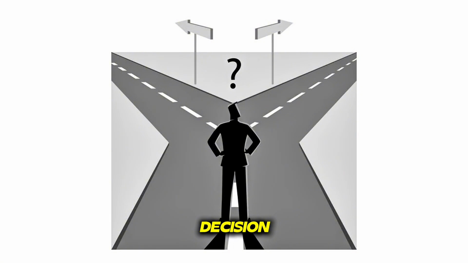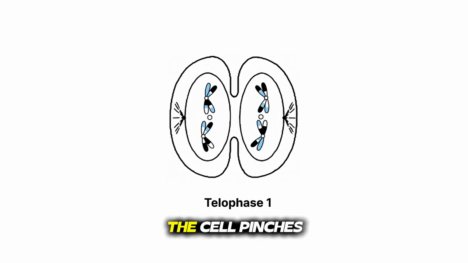Telophase 1. Split decision. Chromosomes reach the poles, the cell pinches in the middle like it's splitting the bill, and bam, 2 new cells appear. Each one has half the original chromosome set. Congrats. You just went from diploid to haploid. It's official. You're halfway to making gametes.